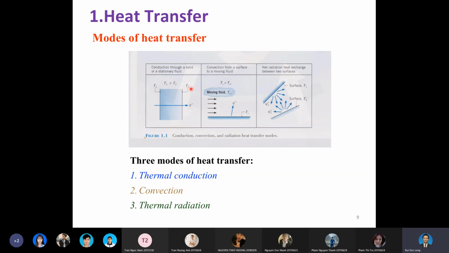The second one is convection. Convection, from a surface to moving fluids. This happens due to the movement of fluids. Can one person give me an example of convection? Anyone? Heat transfer by convection. Anyone can give me an example?